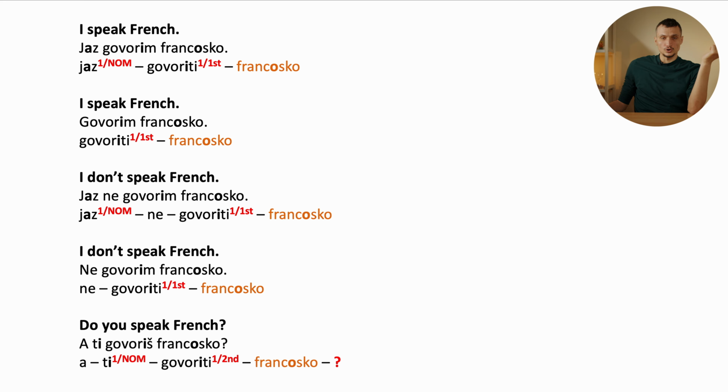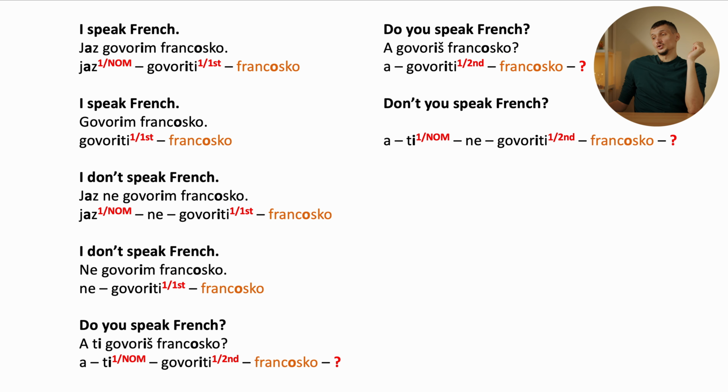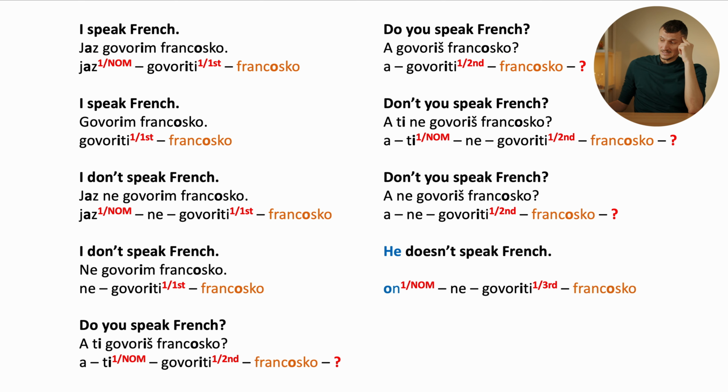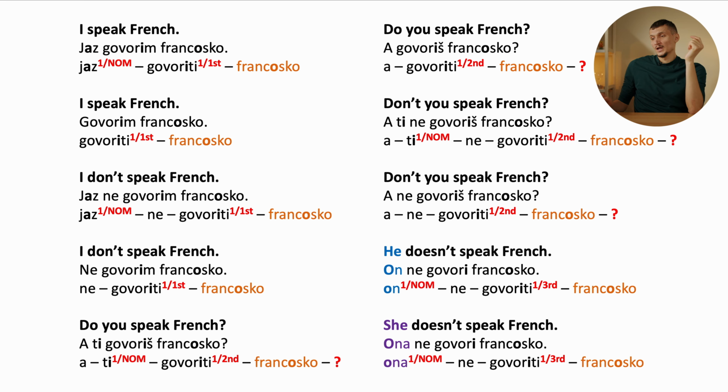Do you speak French? A ti govoriš francosko? And do you speak French, no subject? A govoriš francosko? Don't you speak French? A ti ne govoriš francosko? Don't you speak French, no subject? A ne govoriš francosko? He doesn't speak French. On ne govori francosko. And she doesn't speak French. Ona ne govori francosko.